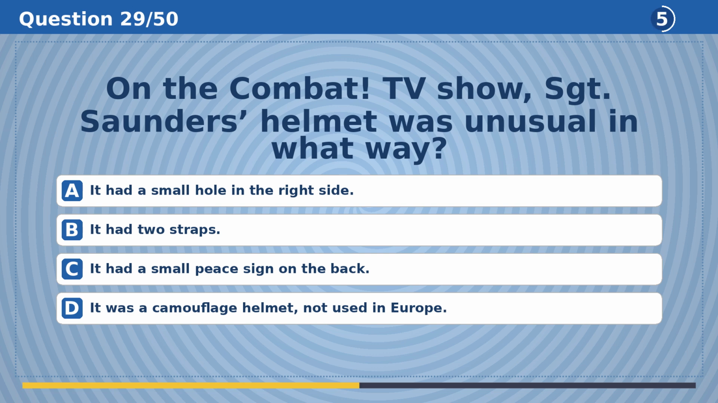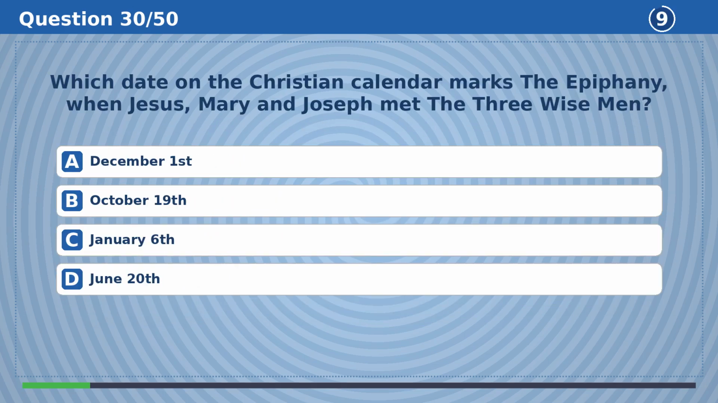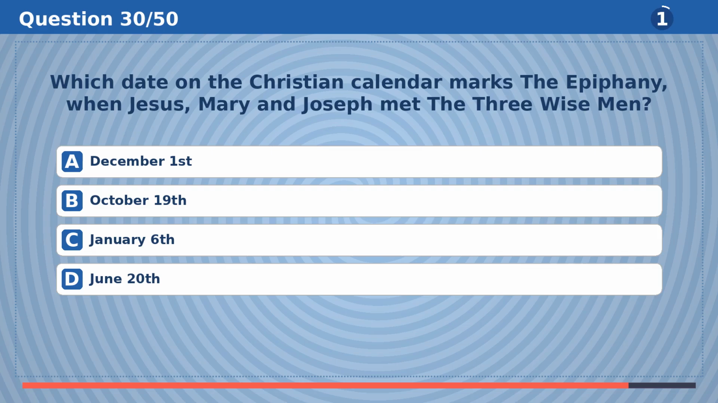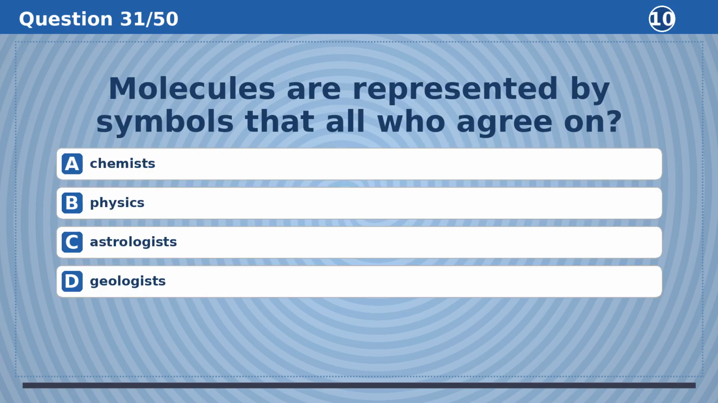On the Combat TV show, Sergeant Saunders' helmet was unusual in what way? The answer is D. It was a camouflage helmet, not used in Europe. Which date on the Christian calendar marks the Epiphany, when Jesus, Mary, and Joseph met the three wise men? The answer is C. January 6th.